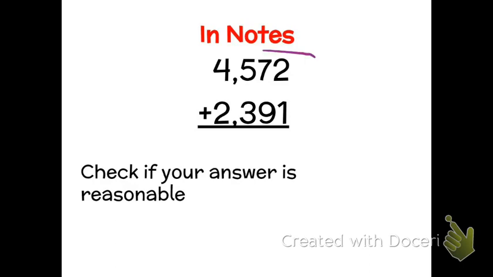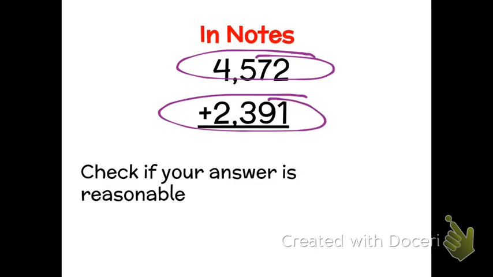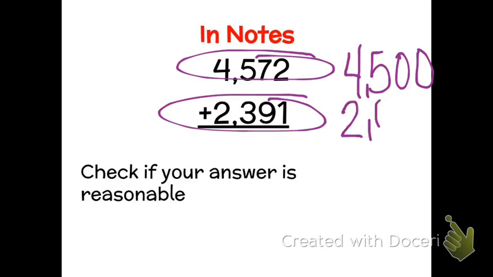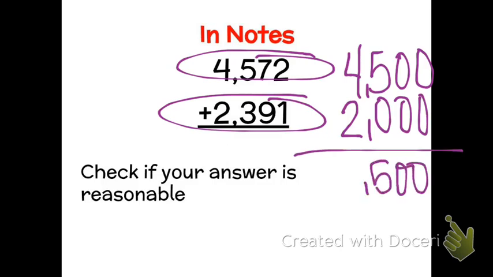What we are also going to be working on is checking to see if our answers are reasonable. What that means is I will look at both of my numbers, and I'm going to figure out what my estimated answers could be. So 4,572, well, to me, that's very close to 4,500. 2,391, well, I'm going to estimate that to 2,000. So when I do add these two numbers together, I end up with 6,500.